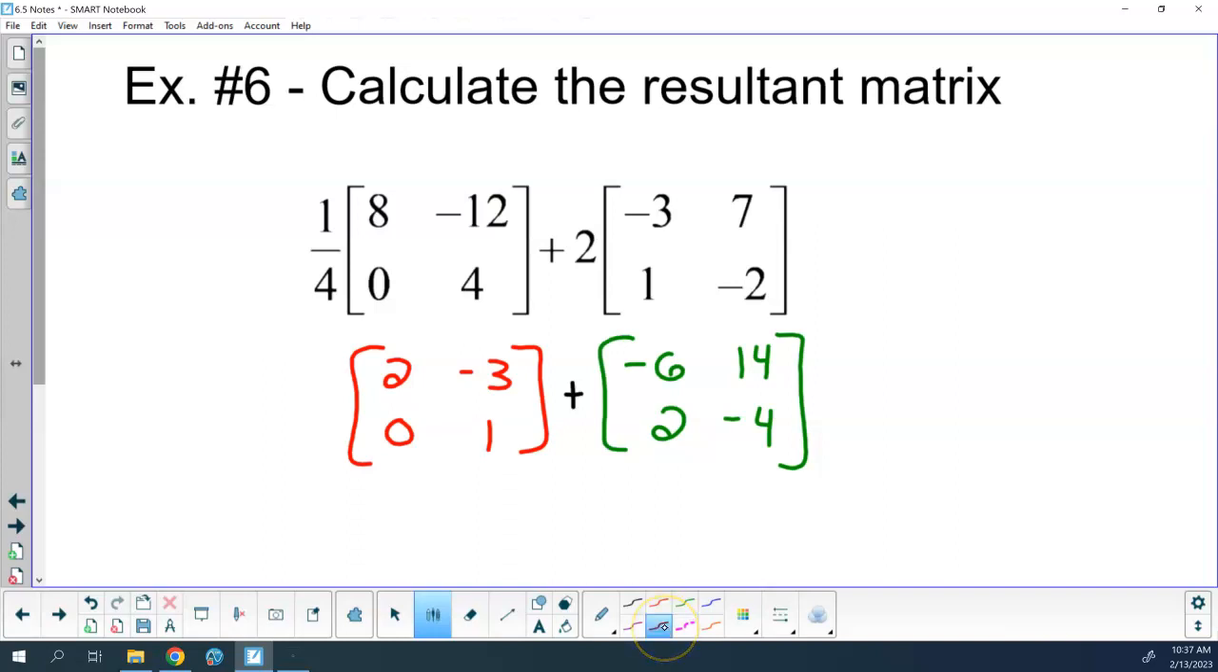And when I add those two matrices together, because they're of the same size, 2 plus -6 is -4. -3 plus 14 is 11. 0 plus 2 is 2. 1 plus -4 is -3. So I get the 2 by 2 matrix -4, 11, 2, -3. Agree?